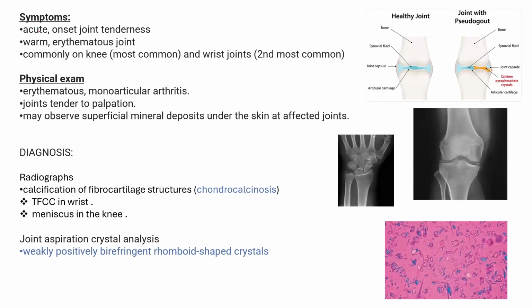Okay, what are the symptoms here? As with any sort of arthritis, we have pain which is acute in onset. There are inflammatory signs in the form of warmth and local redness, and it most commonly affects the knee joint. The second most common joint to be involved is the wrist joint. So if you ask what is the common joint to be affected in pseudogout, it is the knee joint.